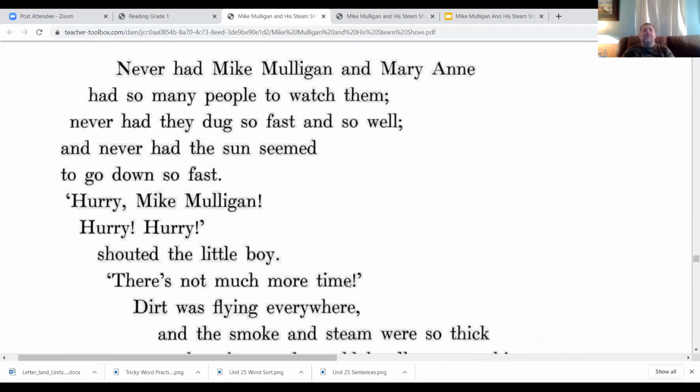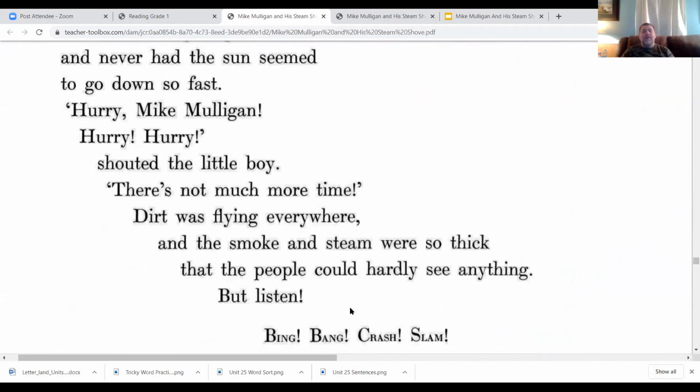Never had Mike Mulligan and Mary Ann had so many people to watch them. Never had they dug so fast and so well, and never had the sun seemed to go down so fast. "Hurry, Mike Mulligan! Hurry, hurry!" shouted the little boy. "There's not much more time." Dirt was flying everywhere, and the smoke and steam were so thick that the people could hardly see anything.